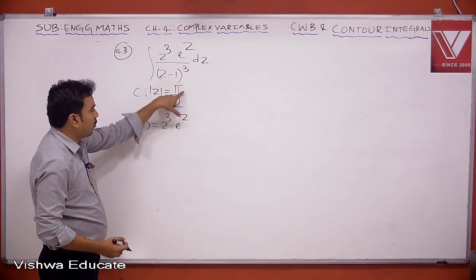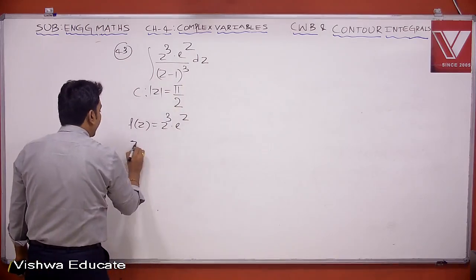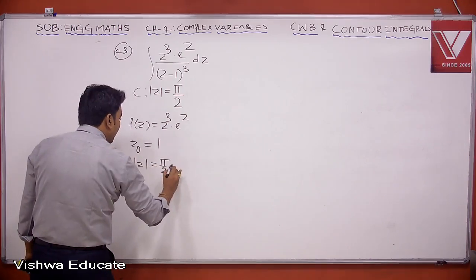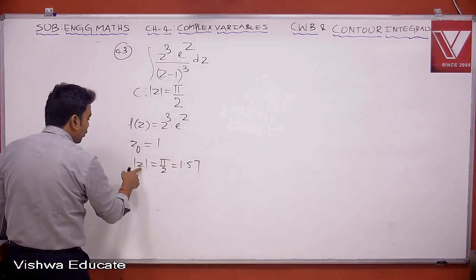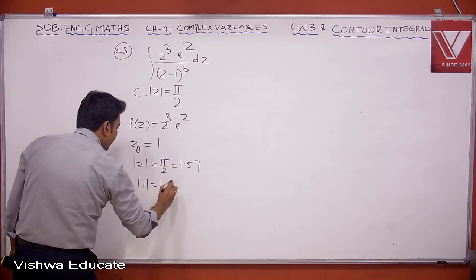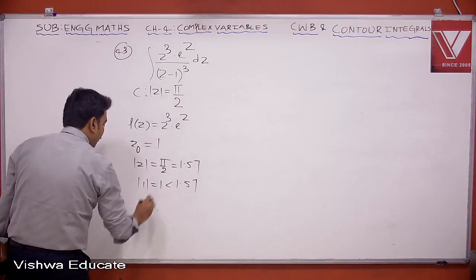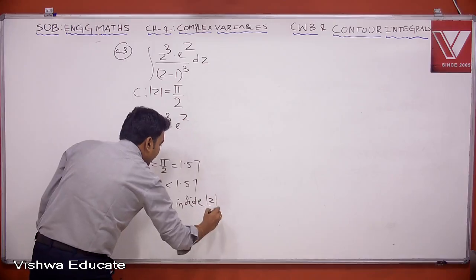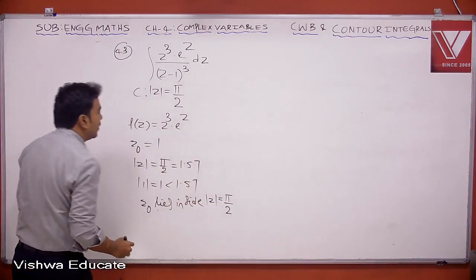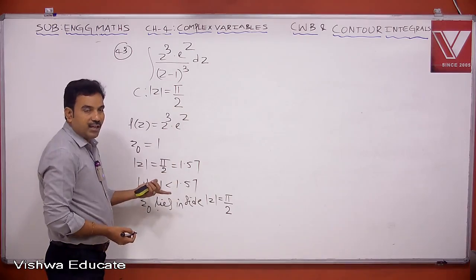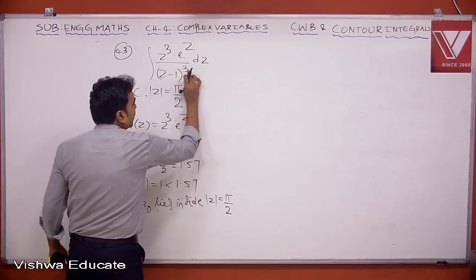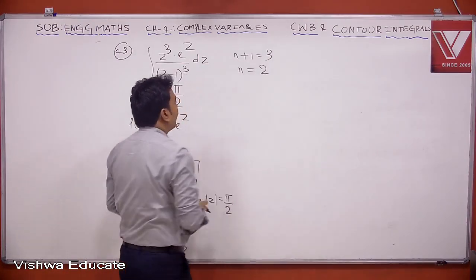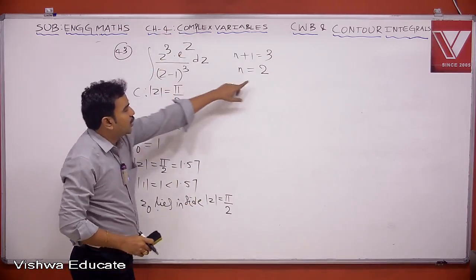Now here my contour is mod z equal to pi by 2. Here z0 value is 1. Basically this pi by 2 is nothing but 1.57. Replace z by 1. Modulus of 1 is 1, and 1 is less than 1.57. Therefore this z0 lies inside the circle mod z equal to pi by 2. Anyhow, the direction of the contour is anti-clockwise. So here n plus 1 value is 3, so n value is 2. Therefore, we should differentiate this numerator function 2 times.